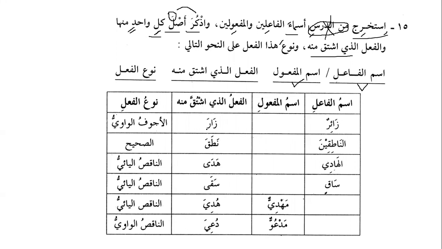So we have Zara, ismul fa'il Zairun, and now al-fa'il is al-ajwafu al-wawiyu, and the original form is Zara. So al-fa'il alladhi ishtaqqa minhu, it is derived from Zara, Zairun. So we have to only look at ismul fa'il wa ismul maful from the lesson. Nataqa yantiqu, and fahuwa natiqun.